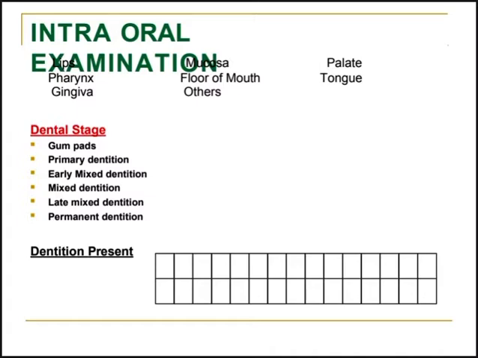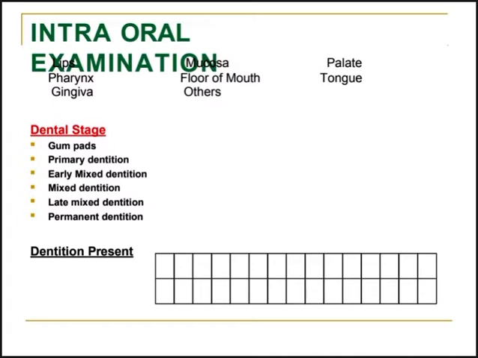Now coming to the dental stage, that means your dentition. That means whether there is a gum pad stage. What is gum pad stage? That means no tooth has erupted. Then the patient may be below up to 6 months of age. So that means no tooth is present, upper and lower gum pads. You will tick on gum pad stage.